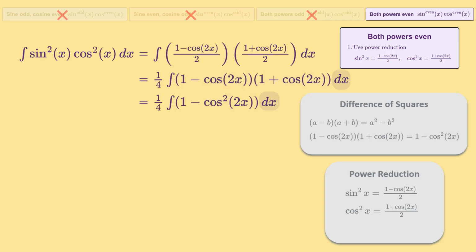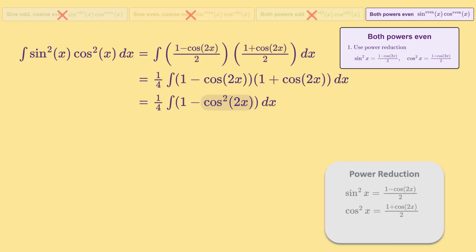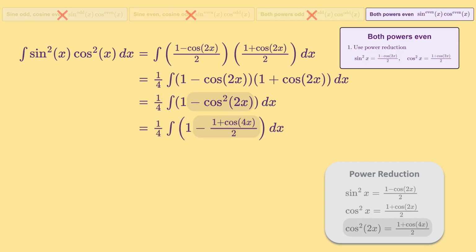What do you notice? Cosine squared of 2x still has an even power, so we can use the power reduction identity again. Cosine squared of 2x is equal to 1 plus cosine of 4x all divided by 2. Substituting that in, we now have 1/4 times the integral of 1 minus the quantity 1 plus cosine of 4x all divided by 2 dx.